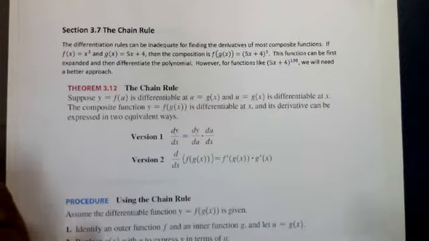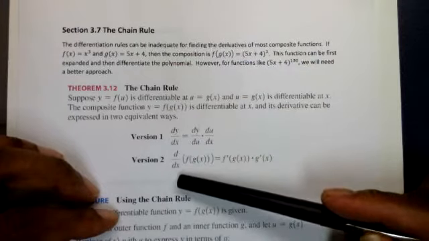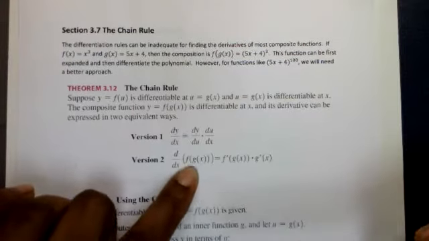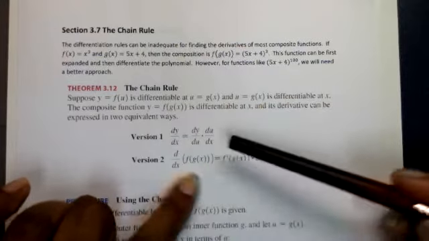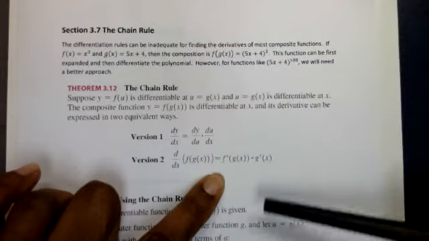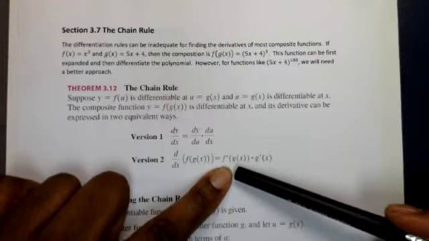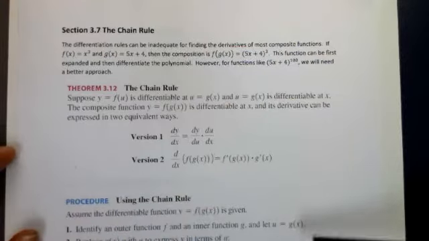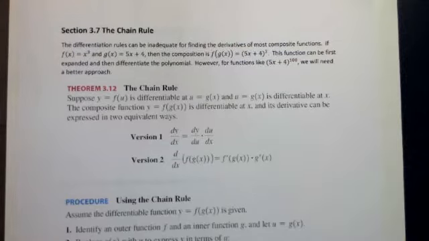Now the second version is going to be something like this. Let's say we have the derivative with respect to x of the composition of f with g of x, or f of g of x. Here we take the derivative of the outside function, which is f prime of g of x, and then it's going to be multiplied by the derivative of your inside function, which will be g prime of x. So these are the two versions of the chain rule, and we're going to look at each one of these versions to take derivatives.